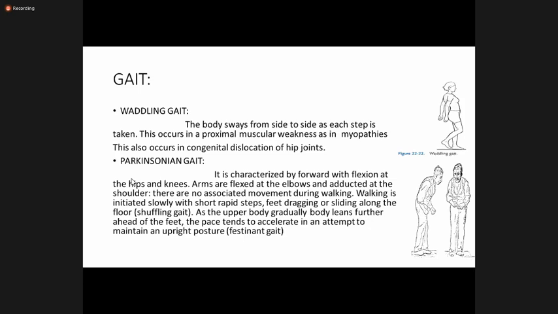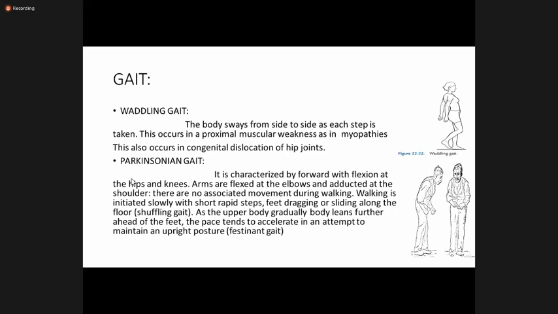The shuffling gait. As the upper body gradually bends or leans forward further ahead of the feet, the pace tends to accelerate in an attempt to maintain an upright posture. That's fascinating. Look at the posture, the flexion of the upper limb. These are small, rapid steps, bending forwards, and the patient maintains balance.